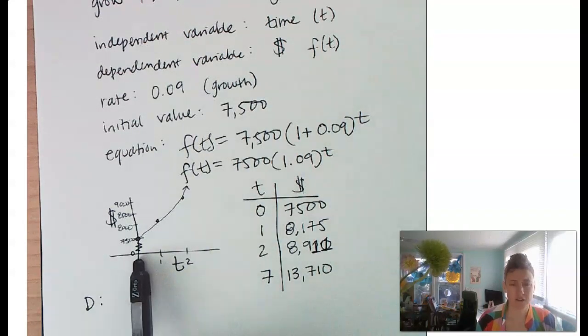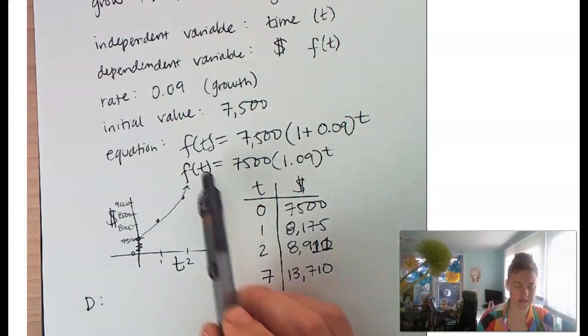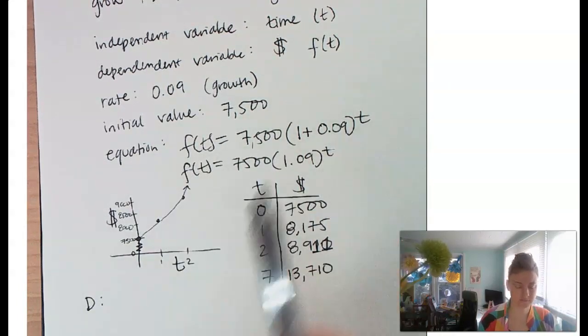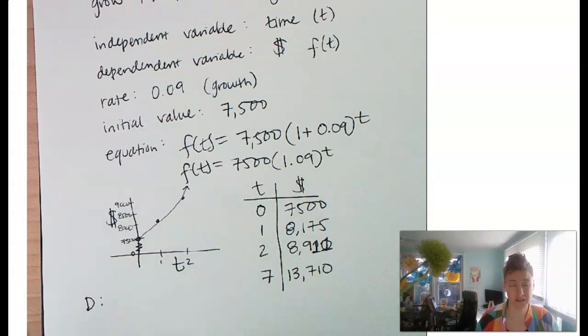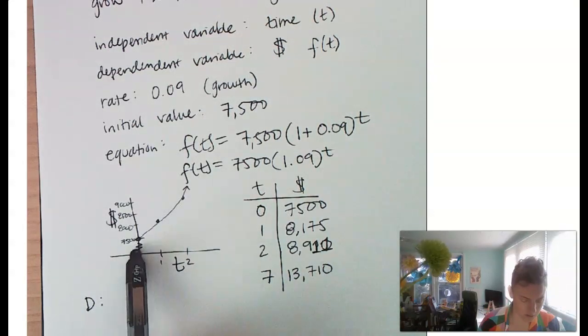What's our lowest x value here? It's 0, right? We don't have negative time. So yes, this function would go back forever that way if it was just a function, but it's a real function. It's a real domain. So our lowest x value is 0.